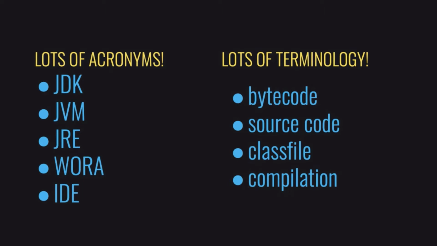And also, not only acronyms, we're going to have a lot of terminology as well. We're going to hear terms like bytecode, source code, class file, compilation, those kinds of things. When you first hear a word that sounds technical or come across these abbreviations, it can seem daunting because you don't know what they mean. But don't worry about that. Don't be dissuaded.